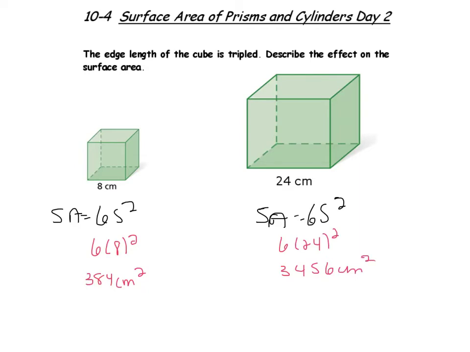So now we're supposed to take a look. Well, does it get tripled? I know that changing the one dimension, it gets tripled, right? But in this case, each side is 8, right? So it's going to be multiplied by 3 squared. So in this case, your surface area is multiplied by 9.